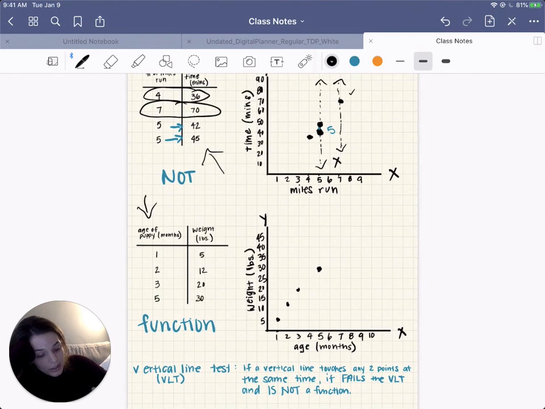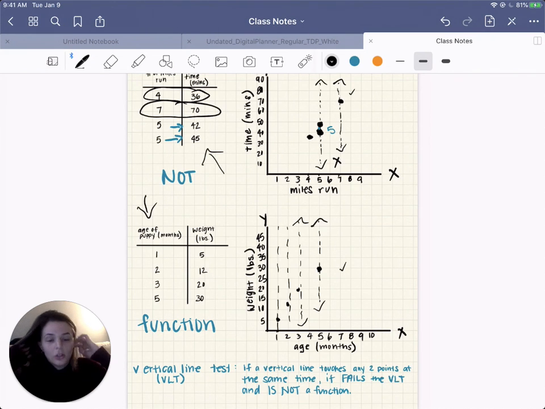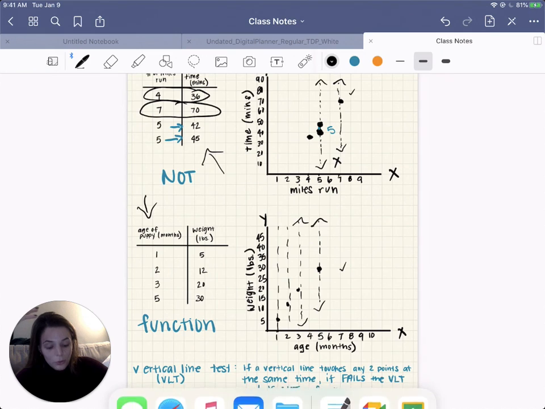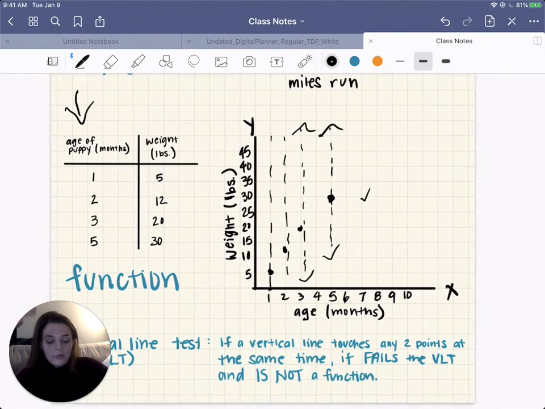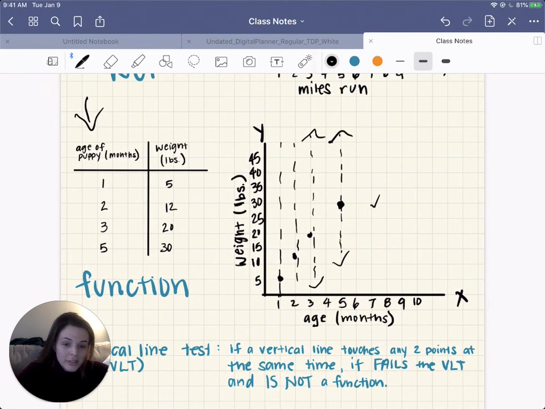If we tried it with this one down here, this passes the vertical line test. These all pass the vertical line test. No matter where you put the vertical line, it's never going to pass through more than 1 point at a time. So the rule that we want to follow is if a vertical line touches any 2 points at the same time, the graph fails the vertical line test and is not a function.